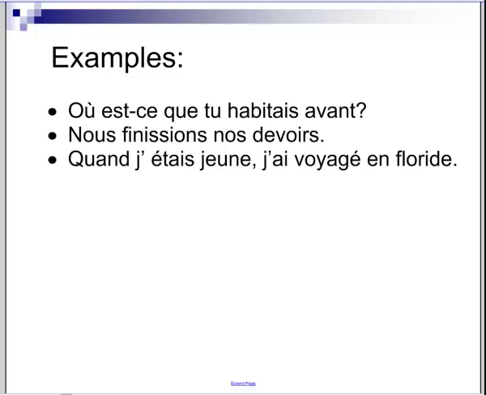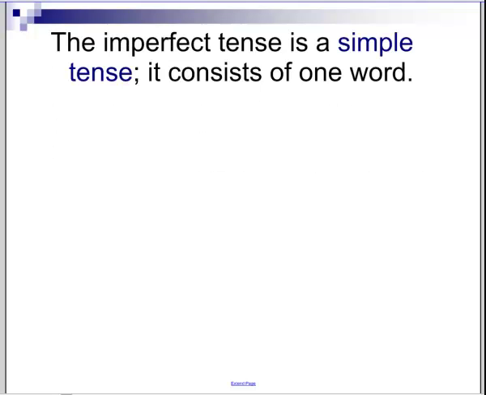So let's take a look at a couple examples of sentences that use the imparfait. In the first one, où est-ce que tu habitais avant? This would translate as: where were you living before? The second one, nous finissions nos devoirs: we were finishing our homework. The third one, quand j'étais jeune, j'ai voyagé en Floride: when I was young, I traveled to Florida. Later we'll talk about when to use the passé composé as opposed to the imparfait. But for right now, let's just take a look at how to form the imparfait.